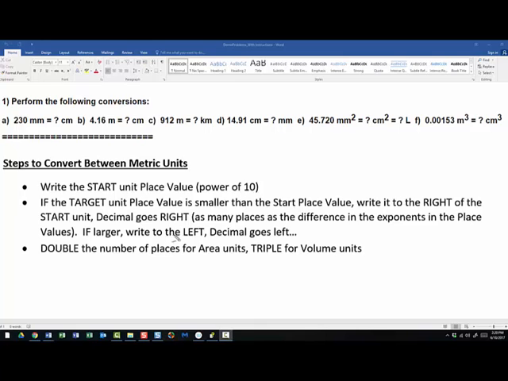If larger, write it to the left. The decimal will go left. If we're dealing with area units, we have to double the number of places that the decimal goes, because area in its most basic form is length times width. If we're dealing with volume units, we must triple the number of places that the decimal goes.